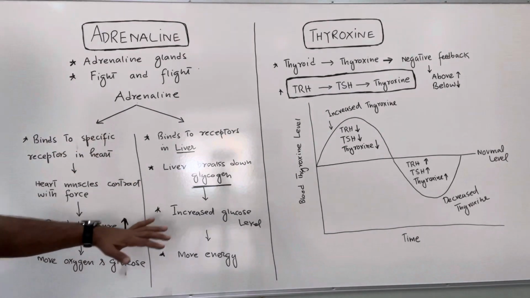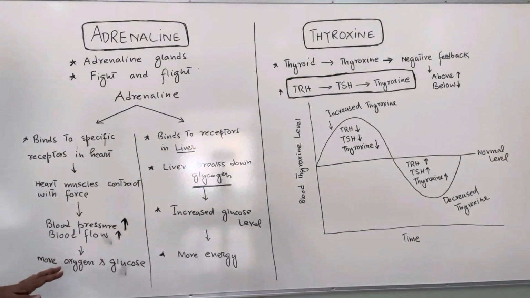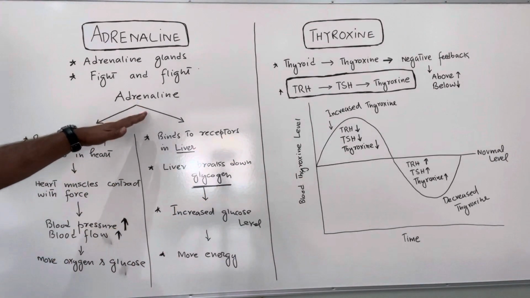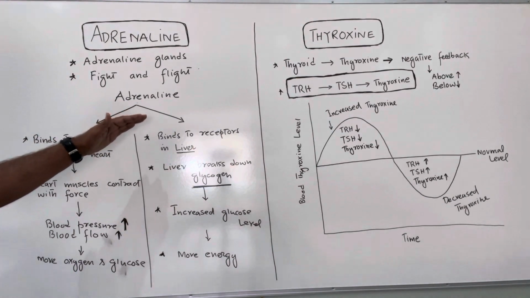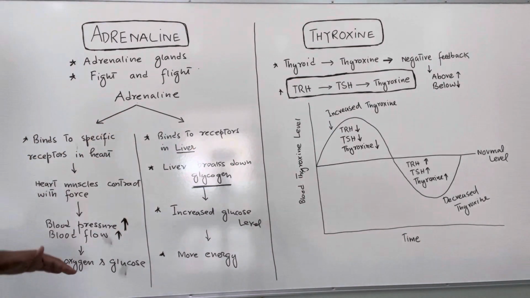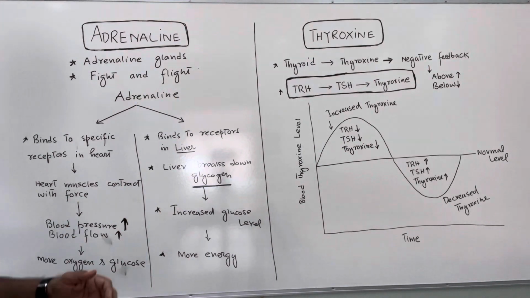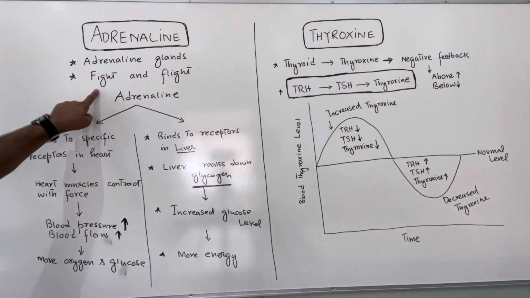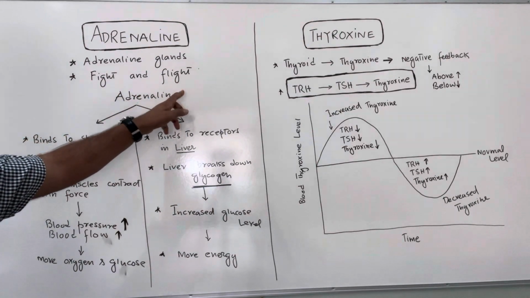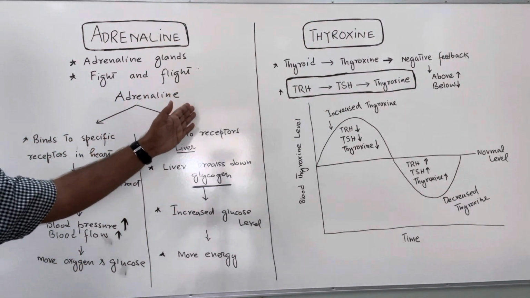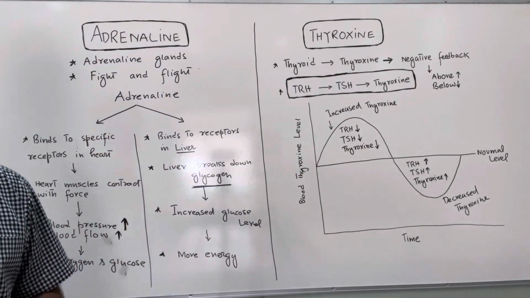So basically there are two outcomes. When the adrenaline hormone is released, that will increase our heart rate and that will also increase our breathing rate. The purpose is to produce more energy to fight and to produce more energy to fly away from the situation of danger.